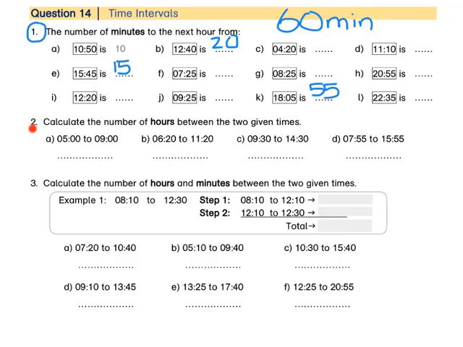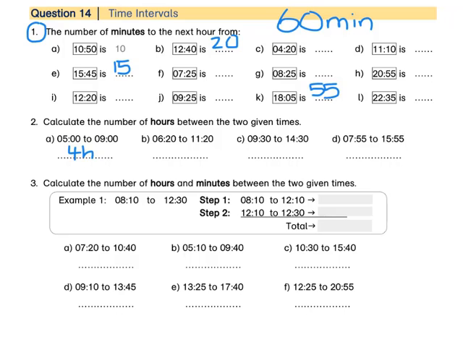Number 2. Calculate the number of hours between the two given times. For A, we're from 5 o'clock in the morning till 9 o'clock in the morning. Now this is nice and easy. We know that the difference between these 2 hours is 4 hours. So there are 4 hours between. And to make sure, if we're at 5 o'clock and we add 4 hours to it, we will get to 9 o'clock.